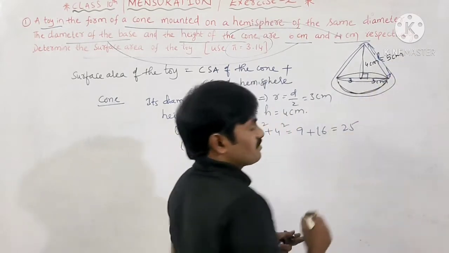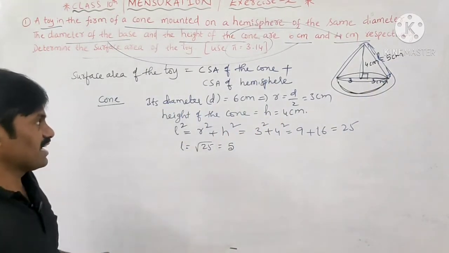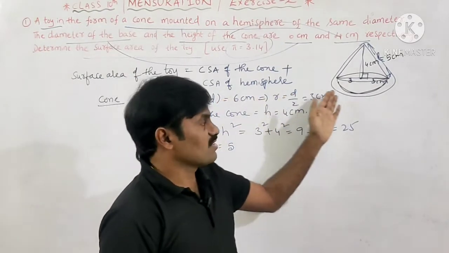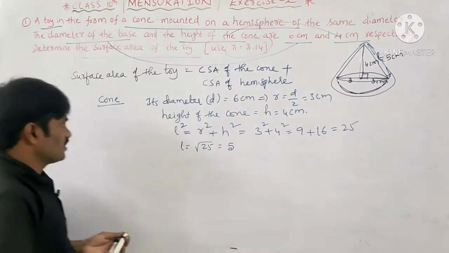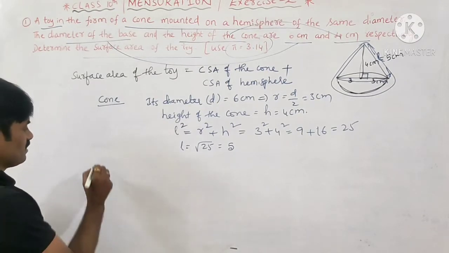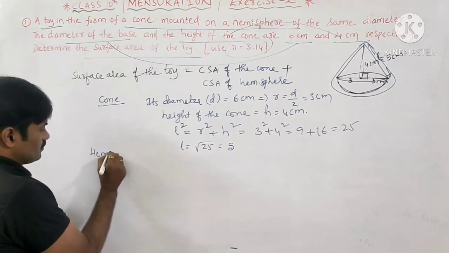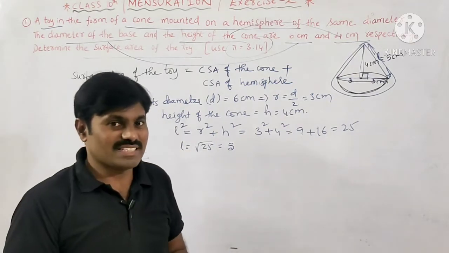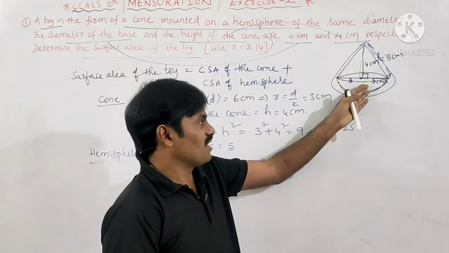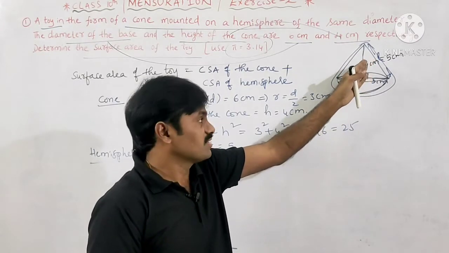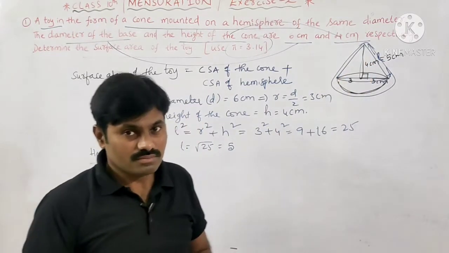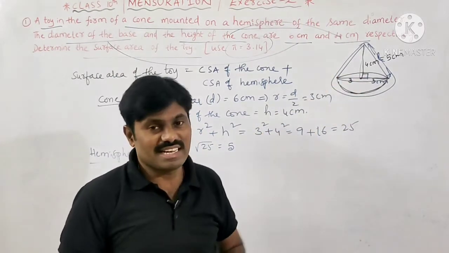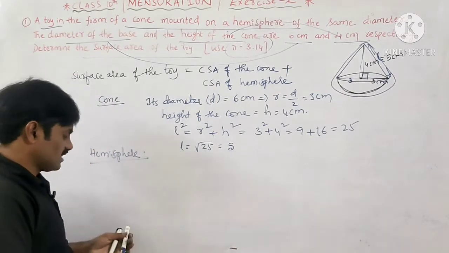5 centimeters. Clear? So that we can easily find the CSA of a cone now. Now what is the curved surface area of a hemisphere? In the case of a hemisphere, what is its base radius? What is the base radius of the cone? The base radius of the cone is equal to the base radius of the hemisphere. So there is no change in that.